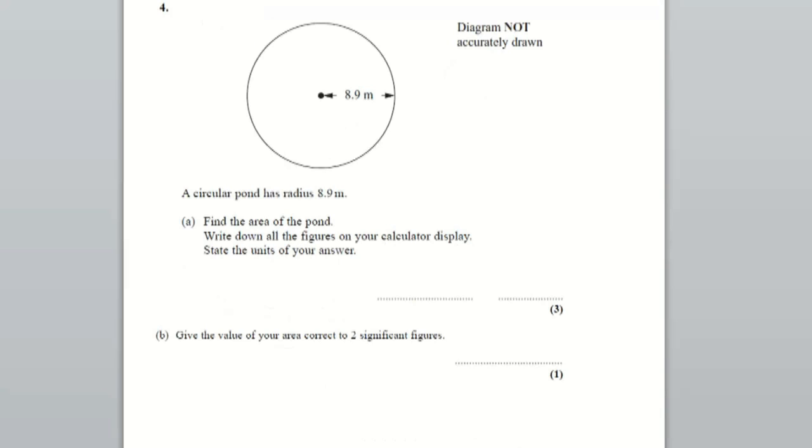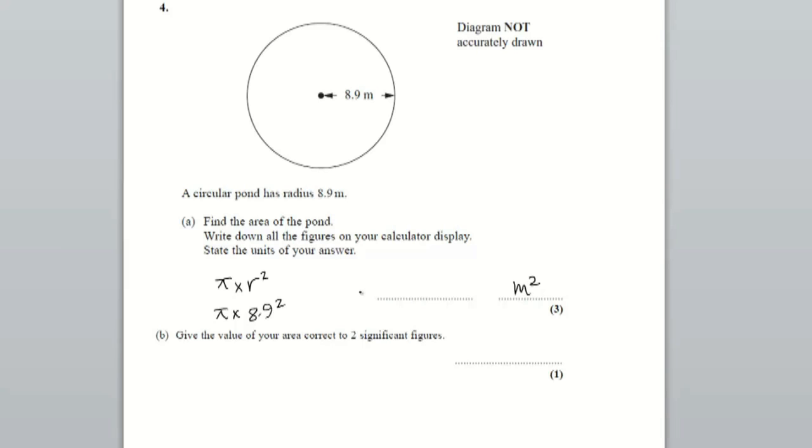Question 4. Doesn't crop up a lot that you get marks for the units, but in this case we do. Find the area of the pond, so we know straight away for 1 easy mark that this is going to be meters squared. It's the area we want. Read it carefully, and so it's pi times radius squared. It's a formula that's given, so there's no excuse for getting this bit wrong. Pi times 8.9 squared. Dig it out on my calculator.